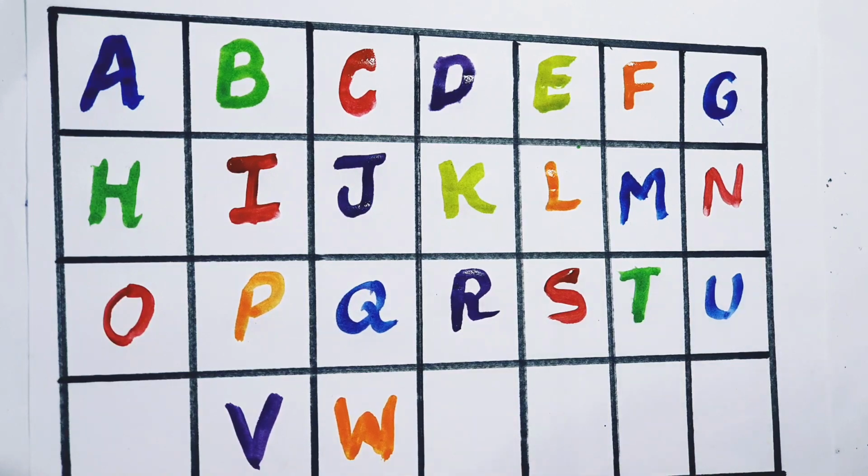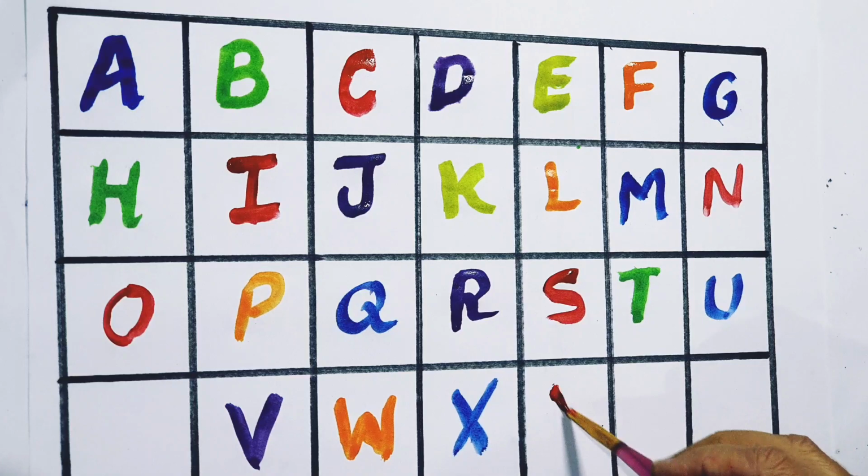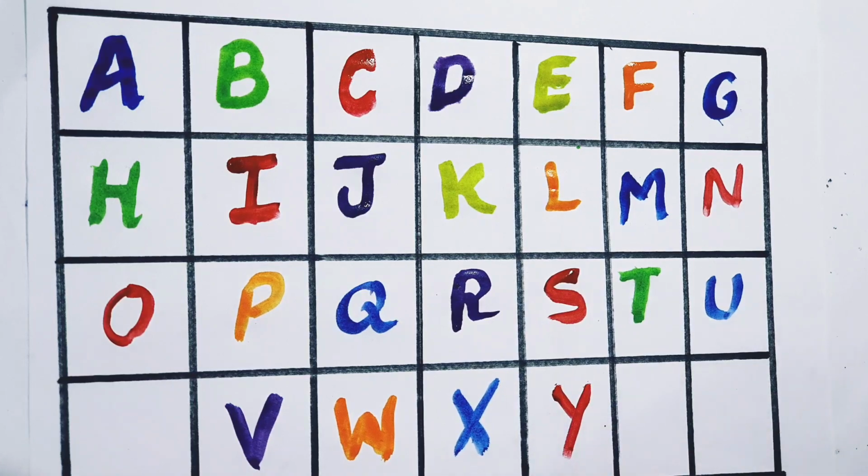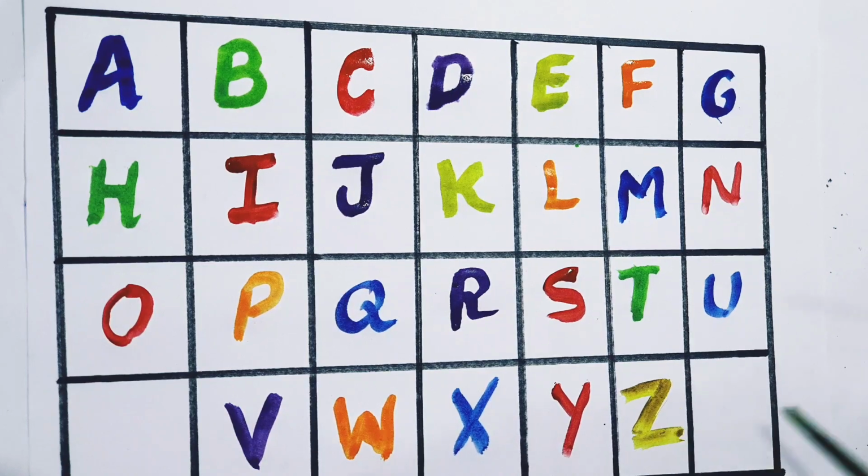W for water. X for xylophone. Y for yak. Z for zebra. So kids, what did we learn today?